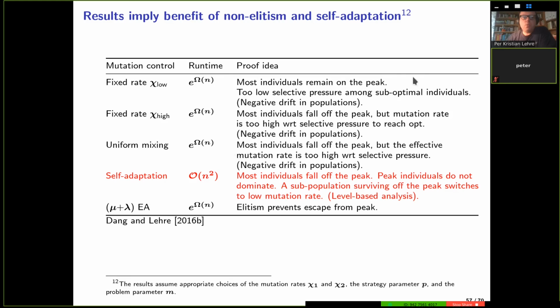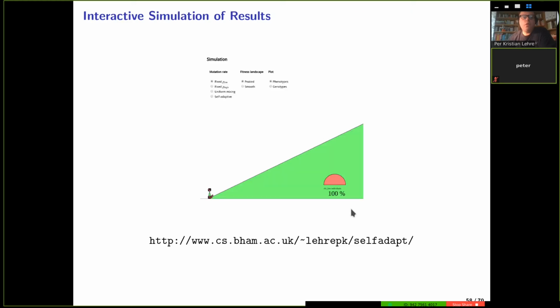This is what happens in different scenarios. If you have a fixed low mutation rate, we have exponential runtime. Fixed high mutation rate, exponential runtime. If you have uniform mixing between two mutation rates, we also have exponential runtime. But if we have self-adaptation, we get polynomial runtime. And if we try something like a (mu plus lambda) EA, again we have exponential runtime because we're not able to escape from the peak. So I can demonstrate how this algorithm works.